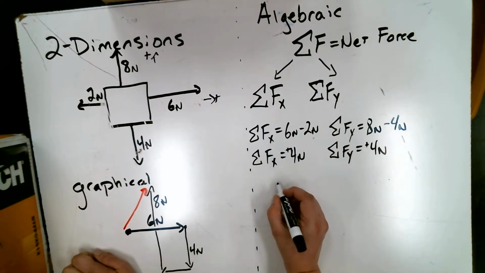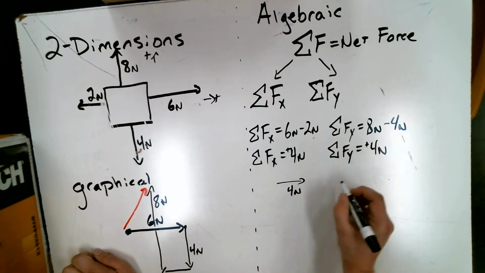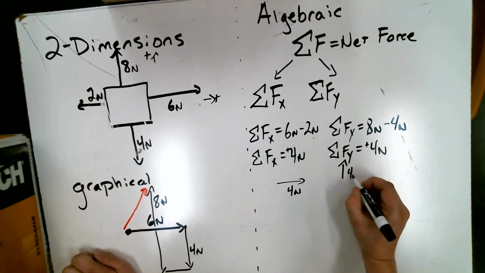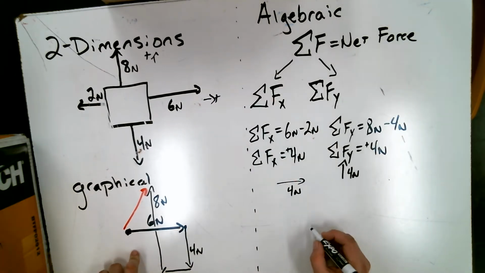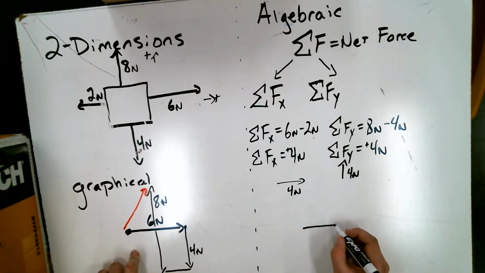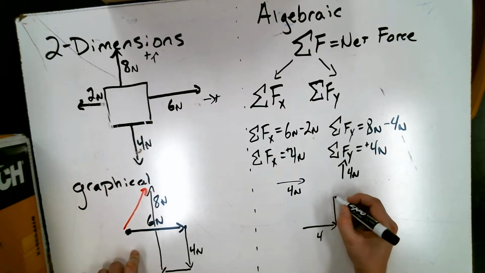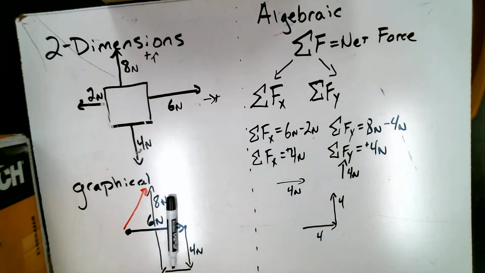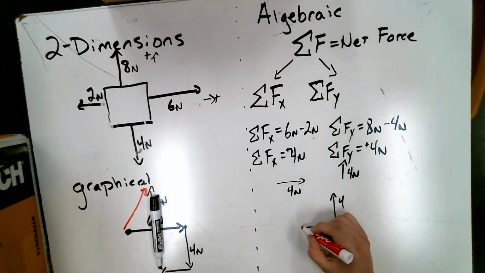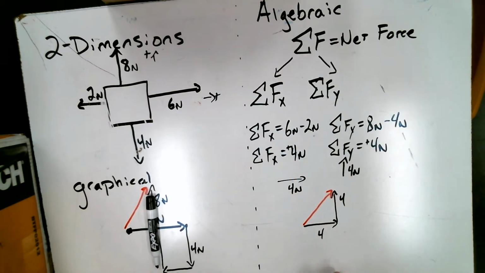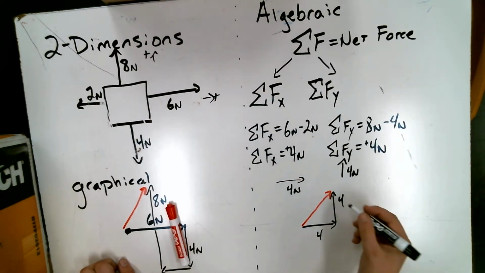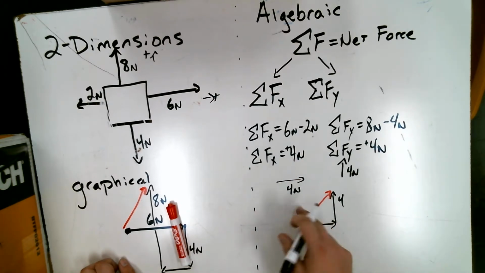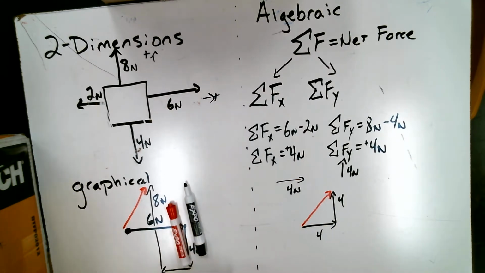So I'm going to push this way 4 newtons, and I'm going to push this way 4 newtons. I am going to combine these graphically real quick so we can see what's going on. That's this way 4 and that way 4. My resultant is going to go this way. And you can see from this that we should be able to come up with this side here using Pythagorean's theorem.